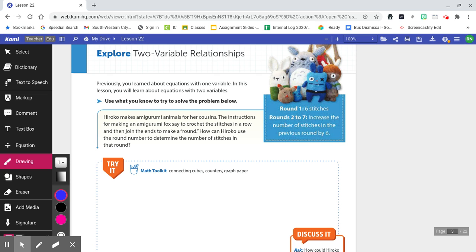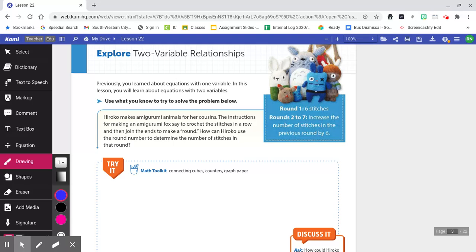Today we are looking at Lesson 22, Session 1. This is on page 505. So grab your pencil and open your book to Lesson 22, page 505. We are going to be looking at two variable relationships. We had been in the previous lessons talking about how to solve for one variable, and now we're going to see how they relate to each other when you have two.